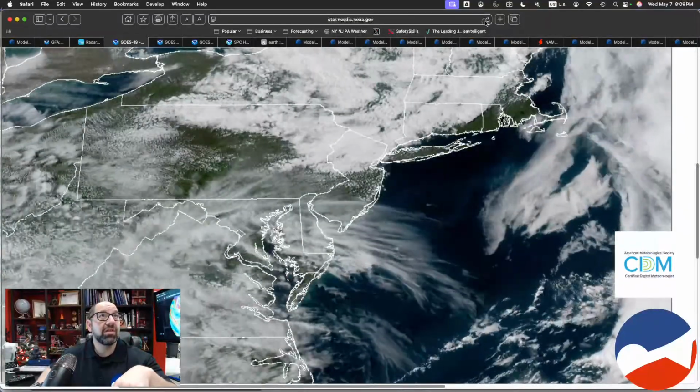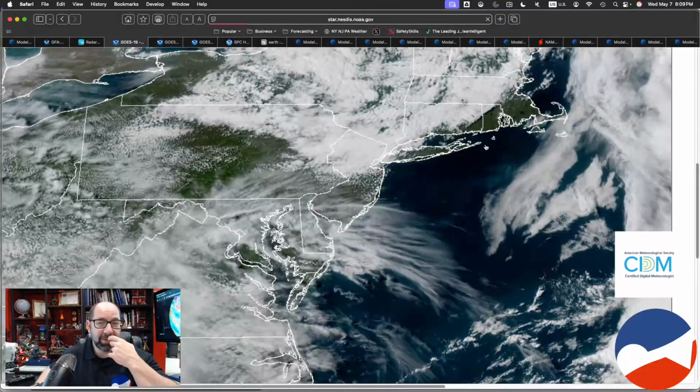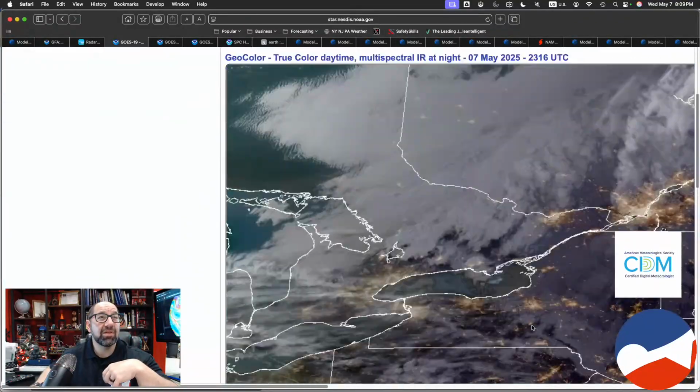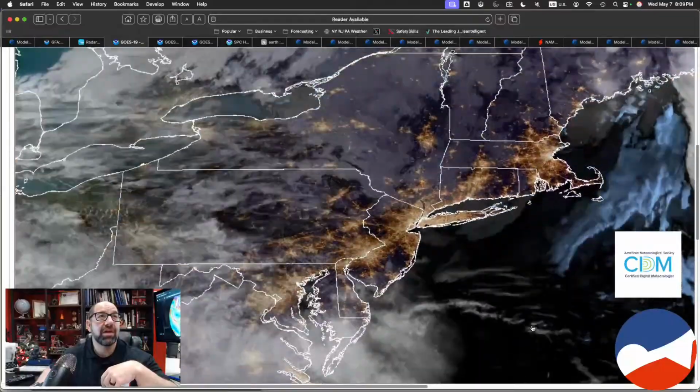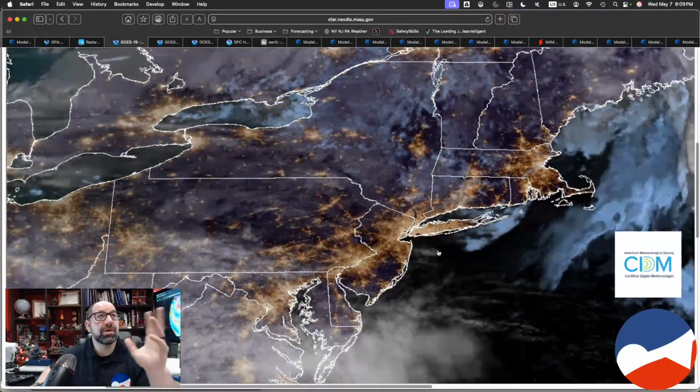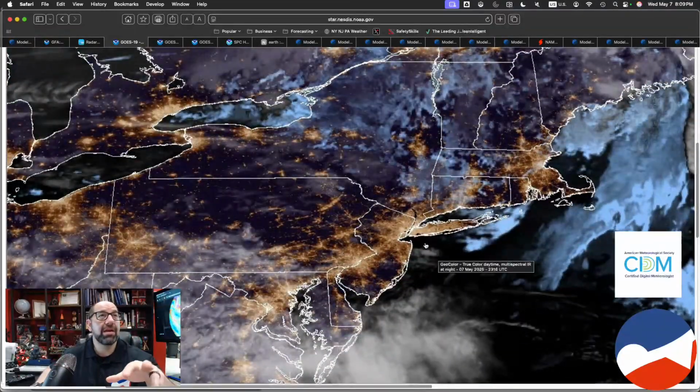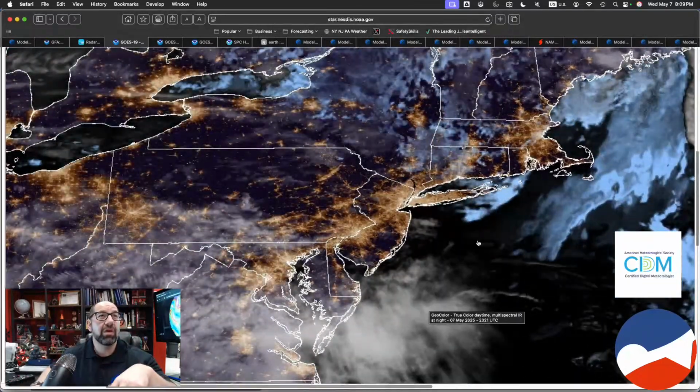As you can see, let's see what the visible, during the evening, when the visible satellite, you would think that it becomes less valuable. But actually, because of the upgrades that have been made, this is again geocolor, which is visible and infrared. I love using this because then I could see the low clouds starting to develop around the region as we get some cooling and stabilization of the atmosphere.